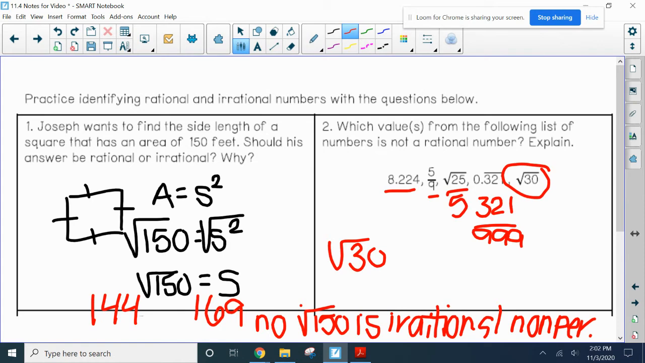That was the other thing I saw in a lot of this work. You said that it was both. It is always going to be real, but it cannot be both irrational and rational. The square root of 30 is our non-rational. It's irrational because it's not a perfect square.